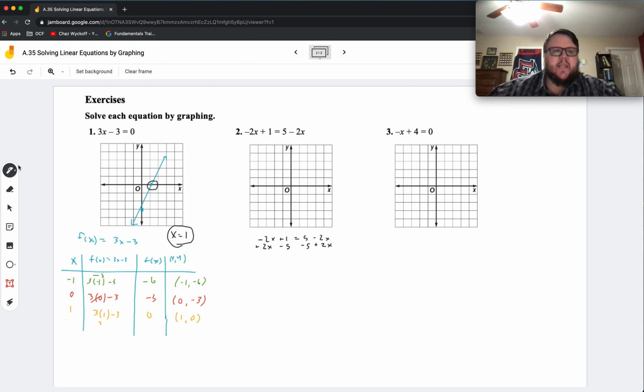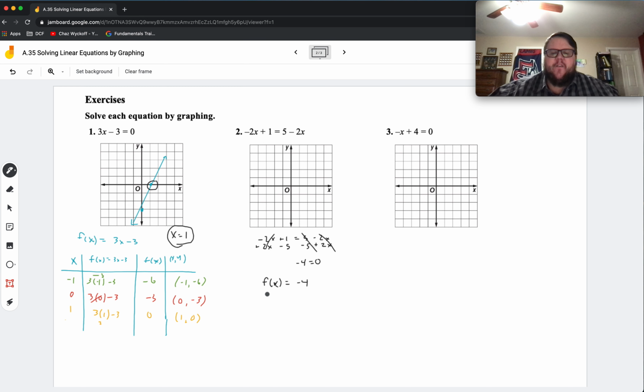So on the right side, -2x plus 2x cancels. 5 minus 5 cancels. So I'm left with 0 on the right side, which is what I wanted. But then on the left side, -2x plus 2x, the x's cancel. 1 minus 5 is -4. So we have an issue here. Our f of x equals -4.